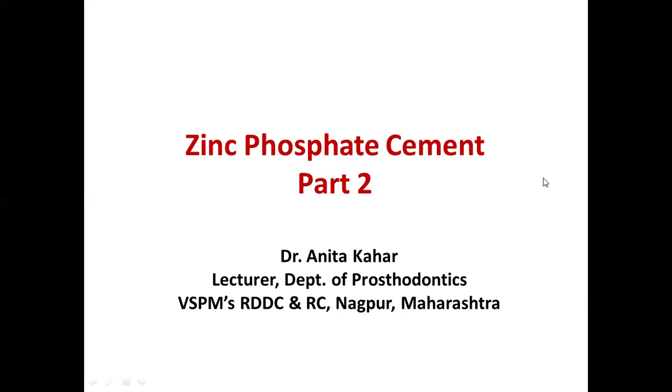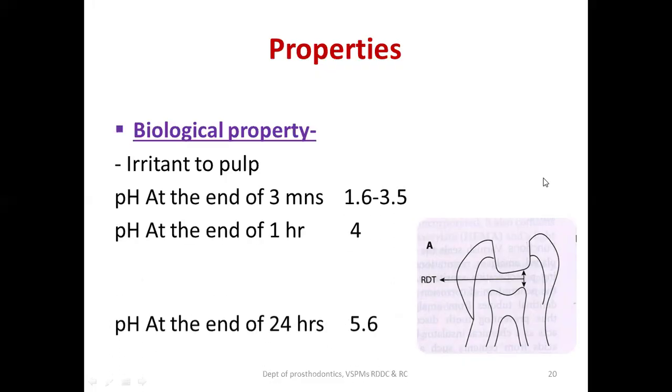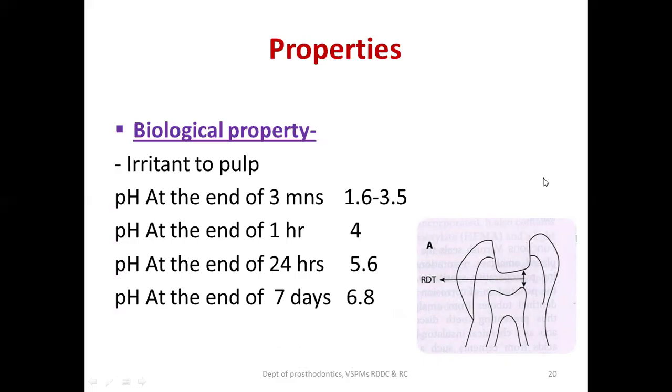Now, in continuation, we will start with the properties of the zinc phosphate cement, which are very important. The first property is the biological property, which we have seen in the first part, how the acidity of the cement is. The main ingredient of the liquid is phosphoric acid, which is quite irritant because of the acidic pH. If you see the timings at the end of 3 minutes, 1 hour, 24 hours, and 7 days, you can see how the pH is. At the end of 1 hour, the pH is highly acidic, that is very low, around 4. So it causes irritation to the pulp and pain also.